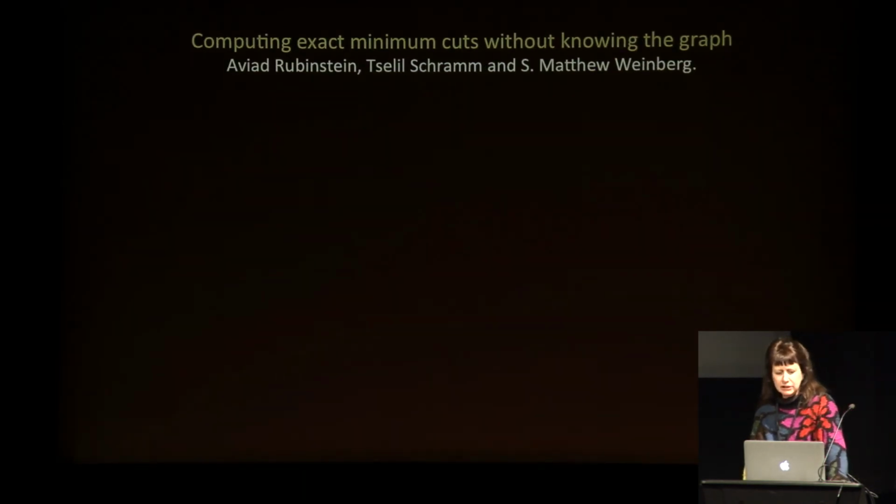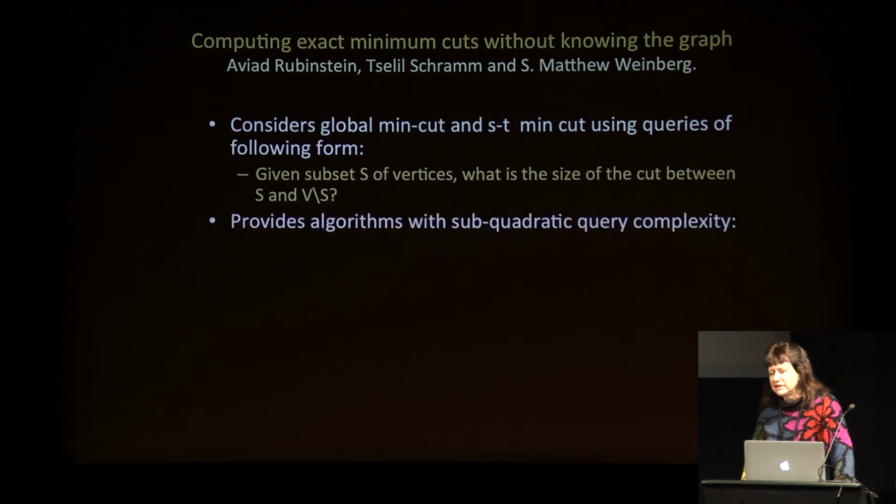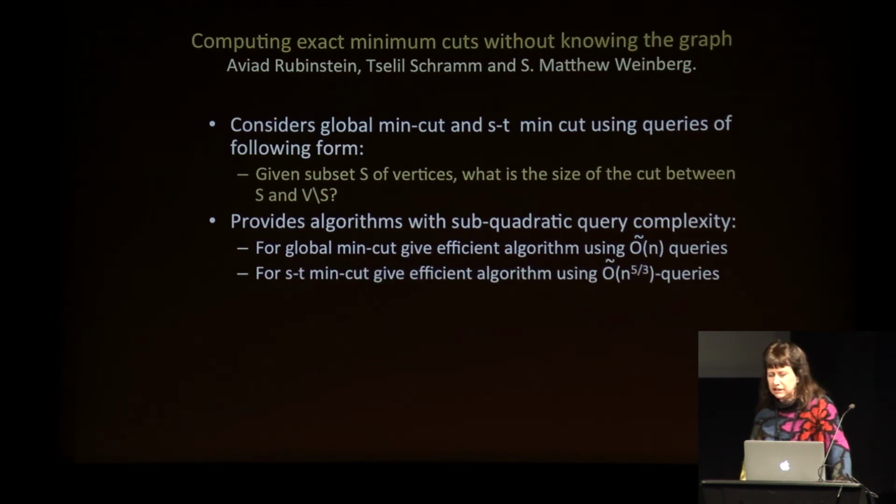Okay, and the final paper in the session considers the query complexity of min-cut and min-st-cut, using cut queries. Specifically queries of the form, given a subset S of vertices, what's the size of the cut between S and S complement? What they do is present beautifully simple, clean algorithms for these problems with subquadratic query complexity. For example, for global min cut, essentially linear queries, and for st min cut, again, a subquadratic number of queries.